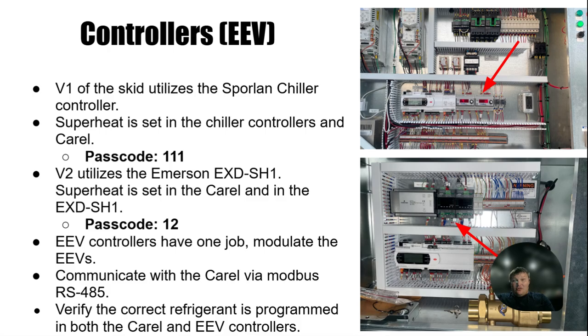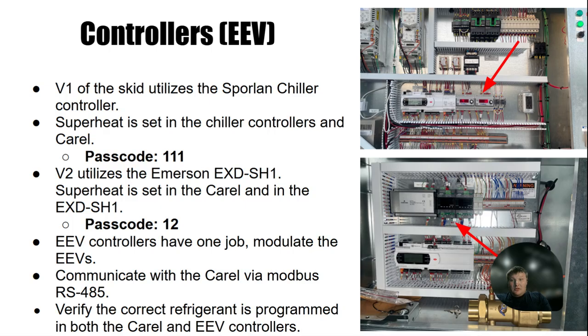Then we've got our EEV controllers. In version 1, it uses a Sporlan chiller controller. These are basically non-existent, and they're very similar to the Sporlan subcooler controllers that you'll see, all very similar parameters. Then you've got version 2, which is using the EXD-SH1 from Emerson. You can see the passwords for these are written here. Passcode is 111 for the Sporlan, password of 12 for the EXD-SH1 for the Emerson Copeland controller.